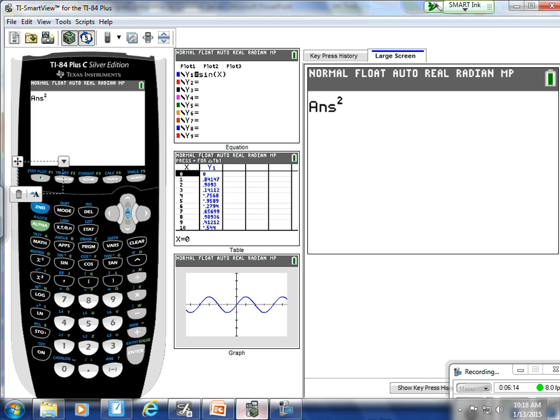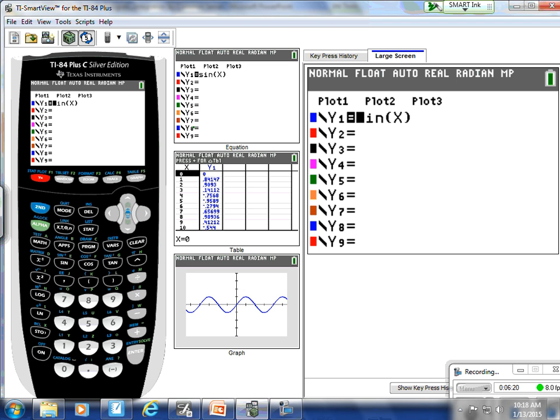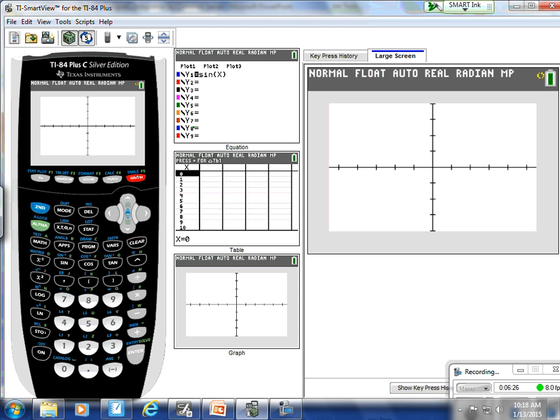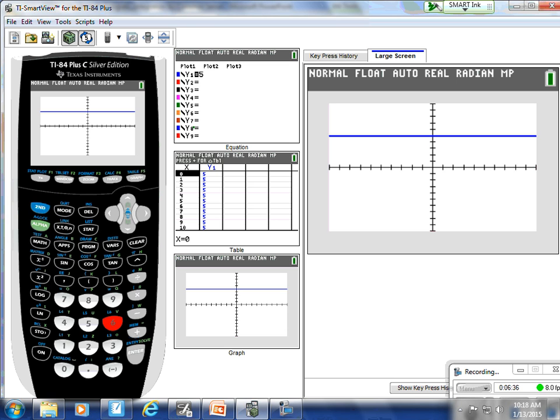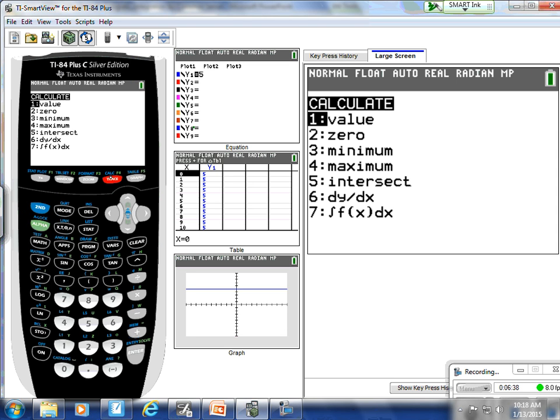Alright, go to y equals and simply graph y equals 5. Now, if you hit second calculate, take a look at choice number 7. It'll give you the integral of f of x.